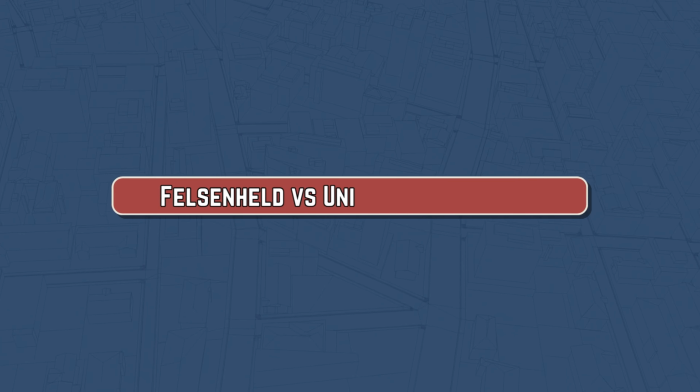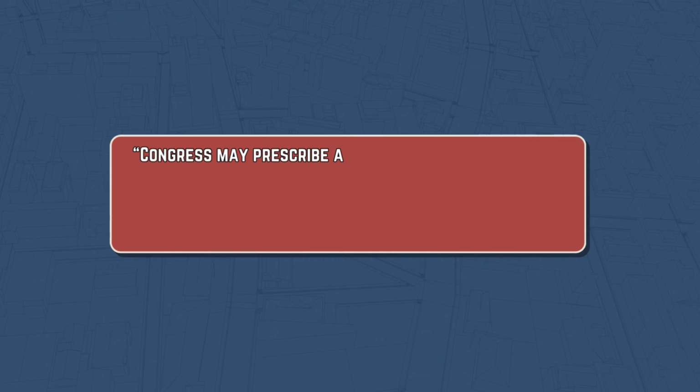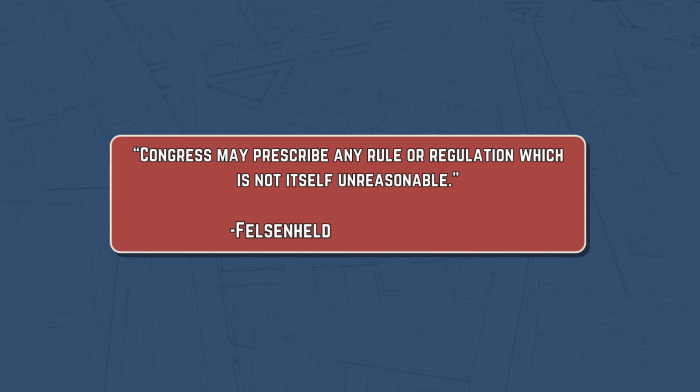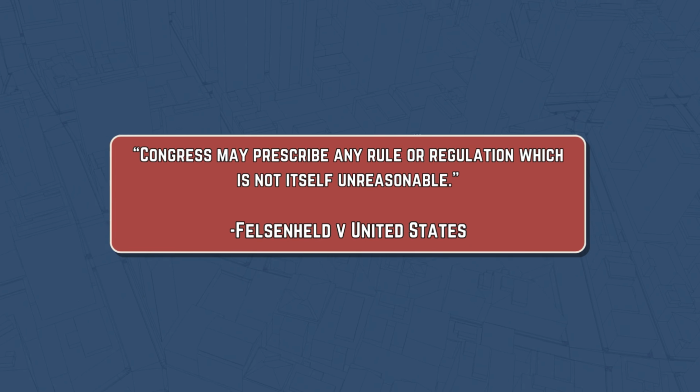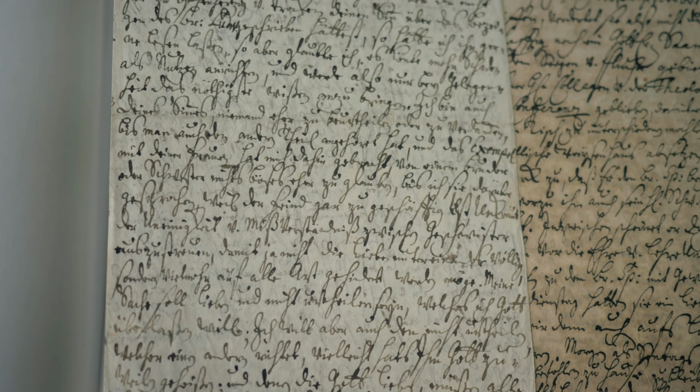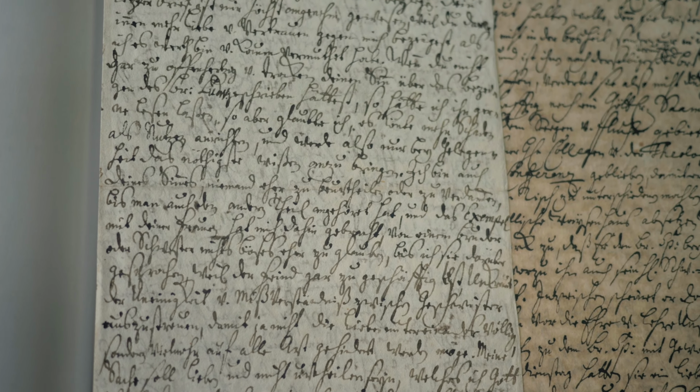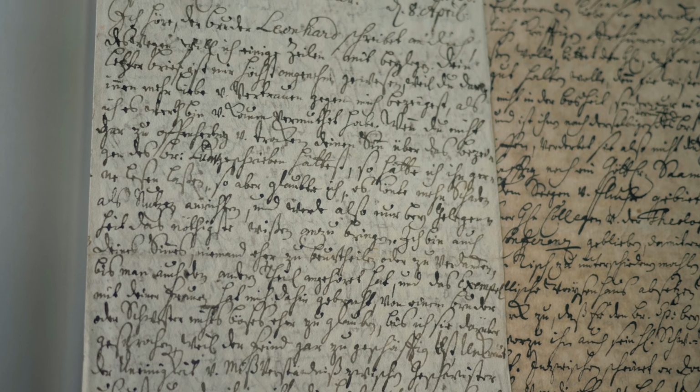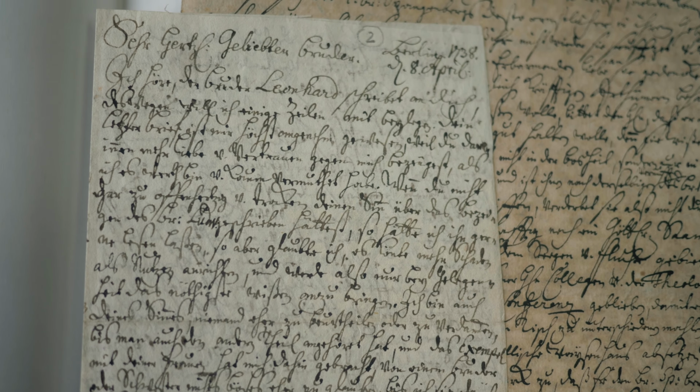In 1902, in Felton v. United States, the Supreme Court said that under the Necessary and Proper Clause, Congress may prescribe any rule or regulation which is not itself unreasonable. This ruling drastically expands the powers of Congress to what the Constitution doesn't prohibit, rather than what the Constitution permits. Between these three powers, the only real limits to the federal government upheld over the past 80 years have been the first 8 amendments to the Constitution.